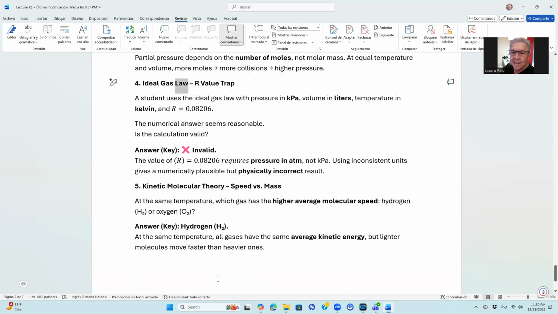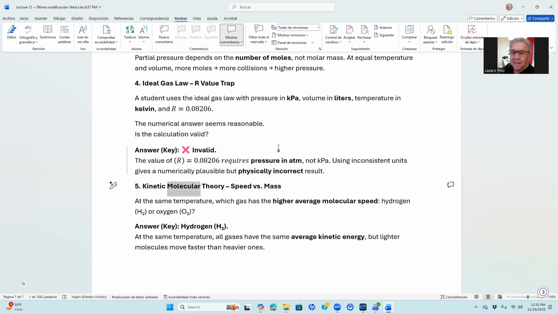4. Ideal gas law, R value trap. A student uses the ideal gas law with pressure in kPa, volume in liters, temperature in Kelvin, and R equal to 0.08206. The numerical answer seems reasonable. Is the calculation valid? Answer: invalid. The value of R equal to 0.08206 L·atm/(mol·K) requires pressure in atm, not kPa. Using inconsistent units gives a numerically plausible but physically incorrect result.